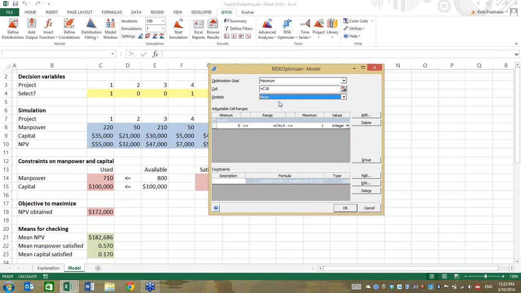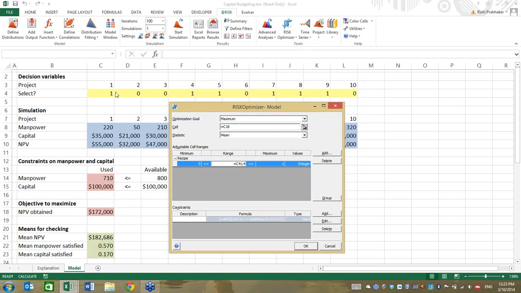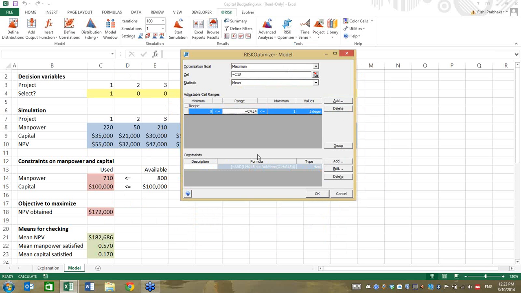For this example, I will just stick with maximizing the mean. So I'm going to maximize the expected value of our portfolio of projects by, as we saw before, changing these values here from zeros to ones as integers.